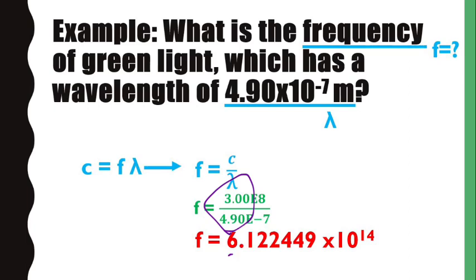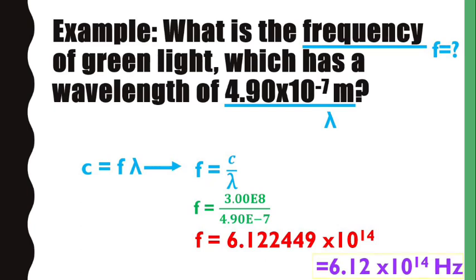So I just want to keep these first 3 digits, and so that is going to round to 6.12 times 10 to the 14th. And because this is a frequency I was solving for, I'm going to put hertz, Hz, as its units on the answer. Not too bad, I hope.